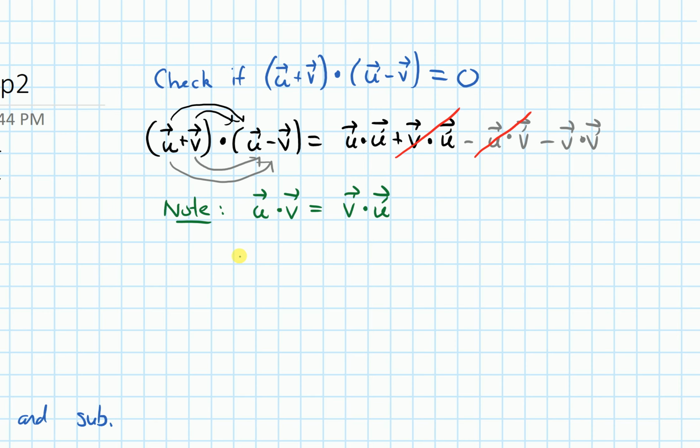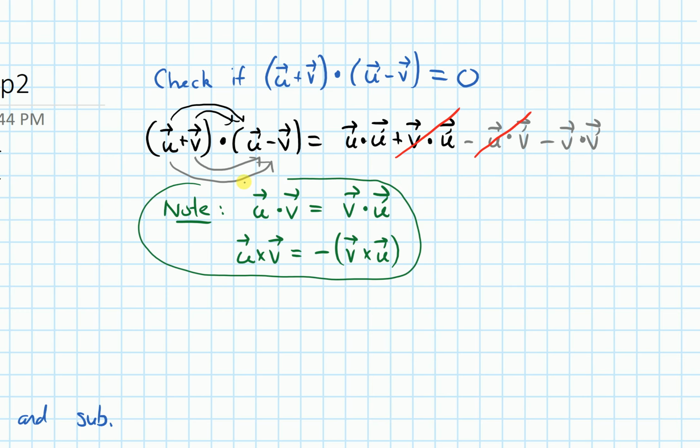But what about cross products? If you take u cross v and you switch the order, the vectors will point in opposite directions. So this is negative v cross u. All right, so I'm going to put that in a little circle here. Sorry, maybe I should say oval or ellipse type thing. Okay, so what we end up getting is u dotted with u minus v dotted with v.